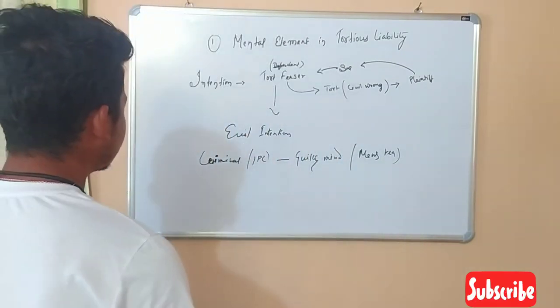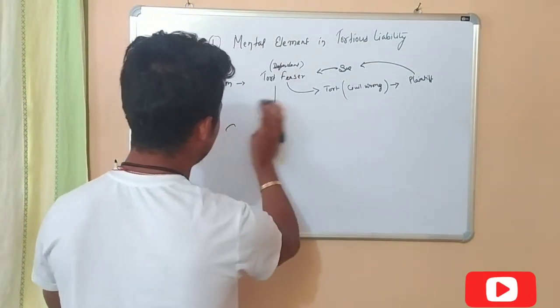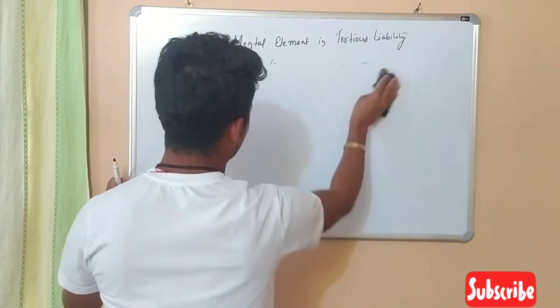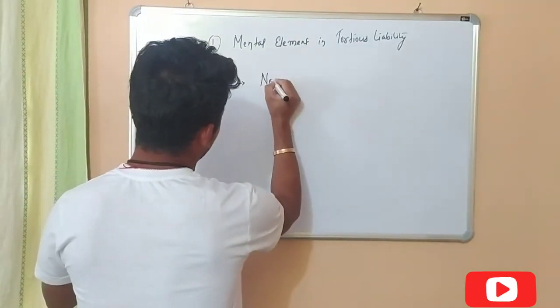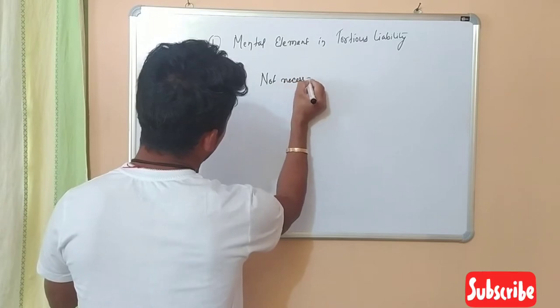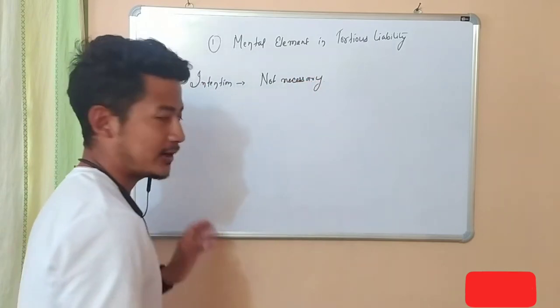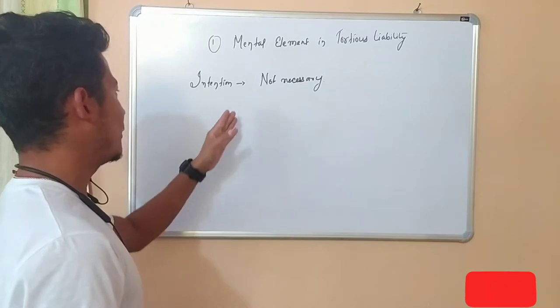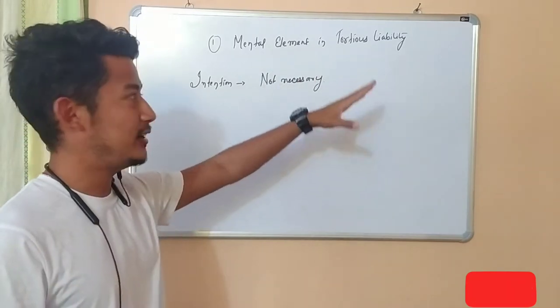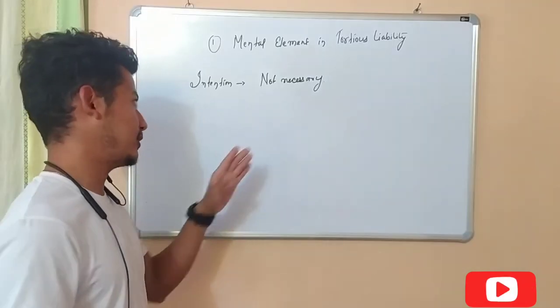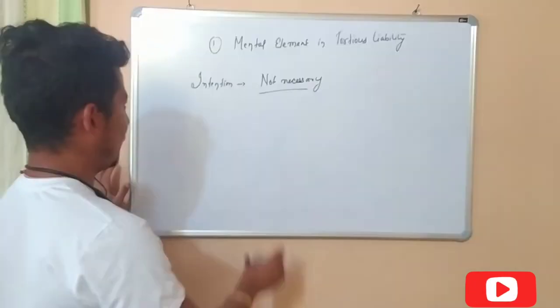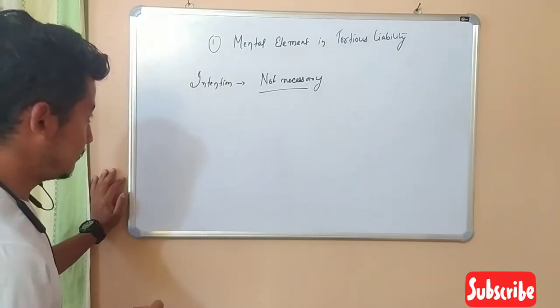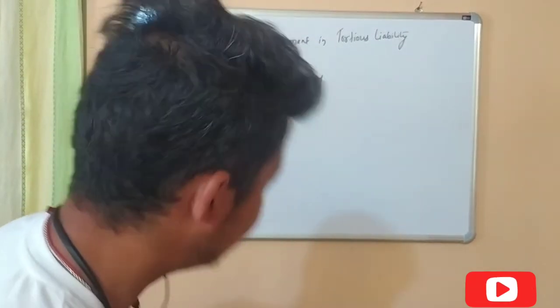Unlike criminal law, in the case of civil law, that is tort, intention is generally not necessary. If you have a question in your exam about whether the mental element is necessary to constitute tortious liability, your answer should be not necessary. However, there are certain exceptions where the mental element becomes necessary. That's what we are going to discuss now.